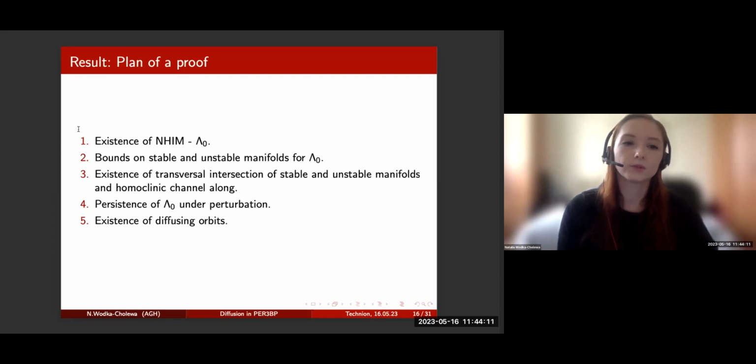Okay, and as I said before, we want to prove that after the perturbation, our manifold will persist. So persistence, this is the thing I was talking about. After the perturbation, it persists. So you still have a normally hyperbolic manifold after the perturbation. And it's all connected to the existence of these diffusing orbits that are helping us to shadow this energy level.